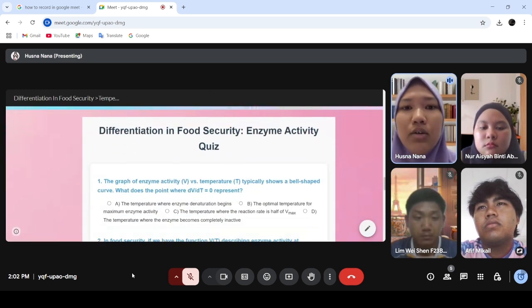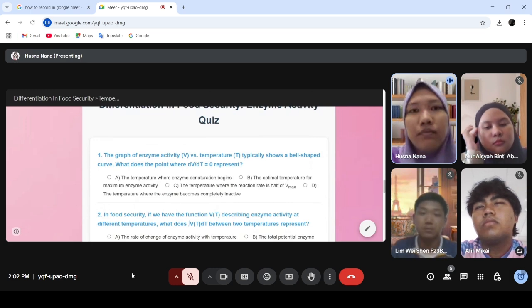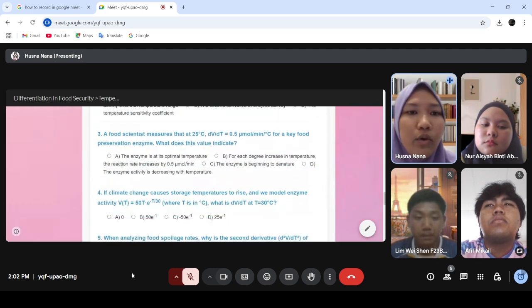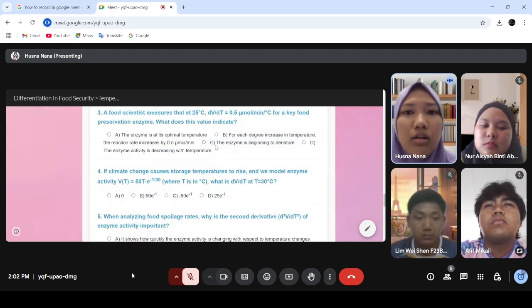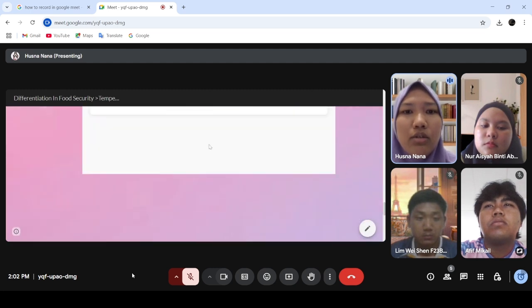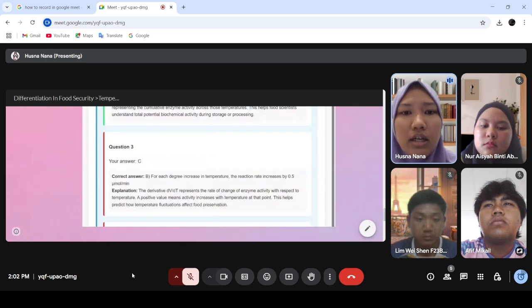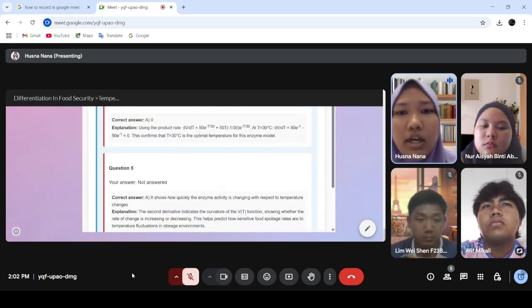And lastly, we have a quiz for the differentiation, food security, enzyme. Here, we have 5 questions. You can answer all of the questions, and then you can also check how the answers you got.